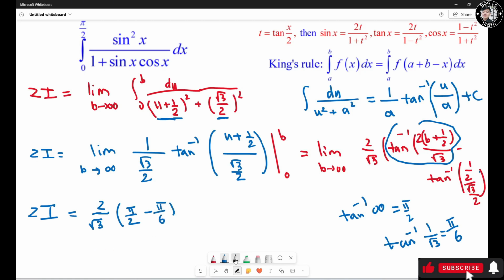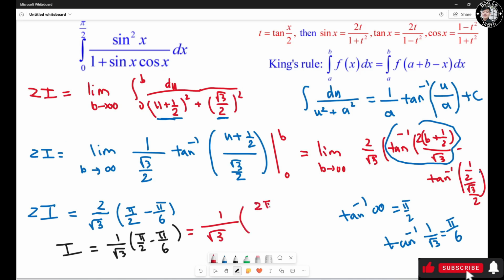Now I'm going to divide both sides by 2. So I equals 1 over root 3 times (pi over 2 minus pi over 6). Now this becomes 1 over root 3 times 2 pi over 6. 2 and 6 cancel out, so I have 3 on the bottom. So the answer should be pi over 3 root 3, and this is the final answer.